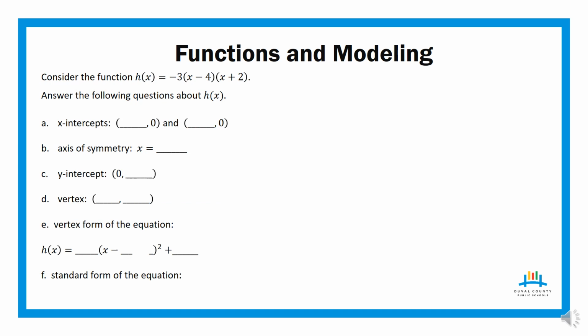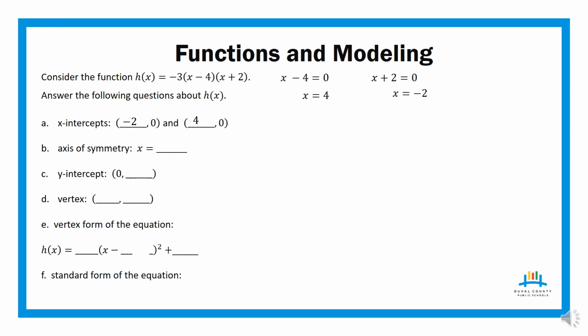Consider the function h of x equals -3 times the quantity of x minus 4 times the quantity of x plus 2. So for part A, we want to find the x-intercepts. We will use the zero product property by setting the factors x minus 4 equal to 0 and x plus 2 equal to 0, then solve for x. So x equals 4 and x equals -2.